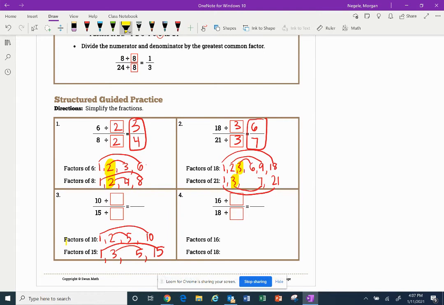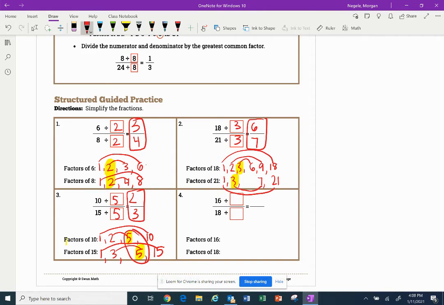of 15. Now, I noticed that 5 is a factor of 10, and 5 is a factor of 15. So I know 5 is the greatest common factor. I'm going to go back to my boxes here. Divided by 5, divided by 5. 10 divided by 5 is 2. 15 divided by 5 is 3. So we know that 10 over 15 reduces to 2/3. That's the simplest form.